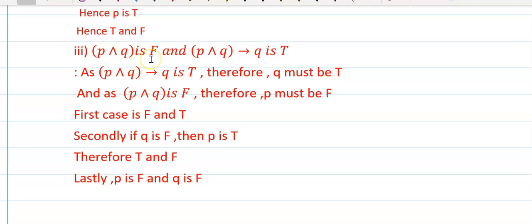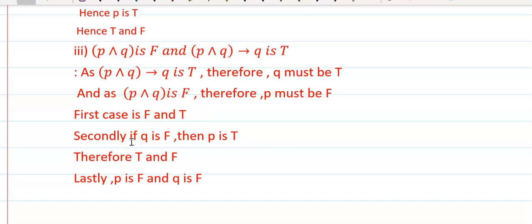P and Q is F, and P and Q implies Q is true. Now here P and Q is F, and P implies Q is T. That is, first if we see this, what implies it? It implies T. Therefore, Q must be true. This is the first value. Next is, P and Q is F. As Q is true, and Q must be then false. That is, the P must be false. Then in the first case, the values of P and Q are F and T.